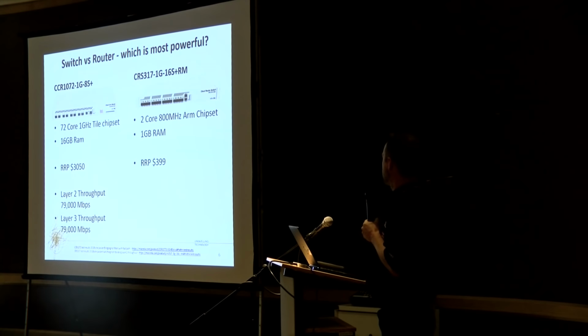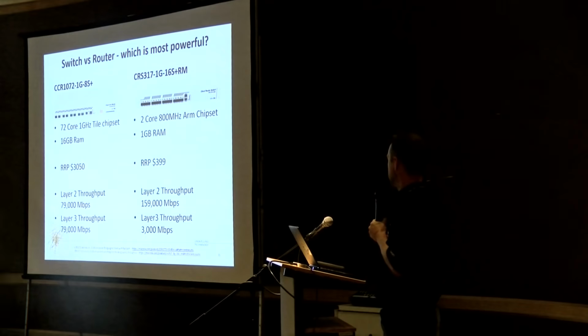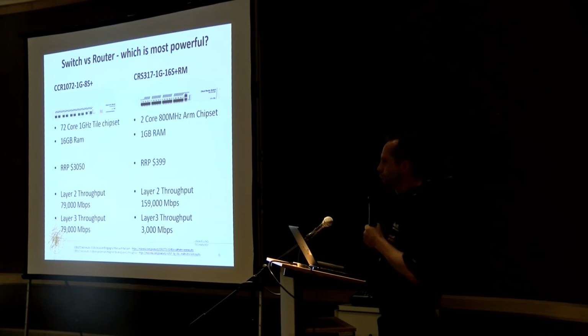See here, the 1072 will get us about 80,000 or 80 gigabits per second at layer 2, and about the same at layer 3. But if we look at the CRS 1317, we can get somewhere double the layer 2 throughput, but a fraction of the layer 3. So it's very important not to think that the MikroTik is no use, but to buy the right unit for the job.